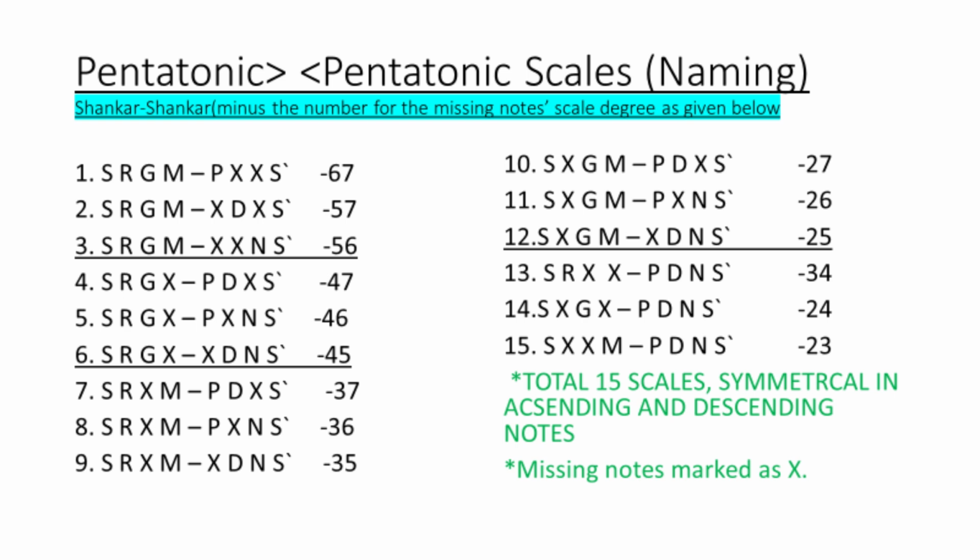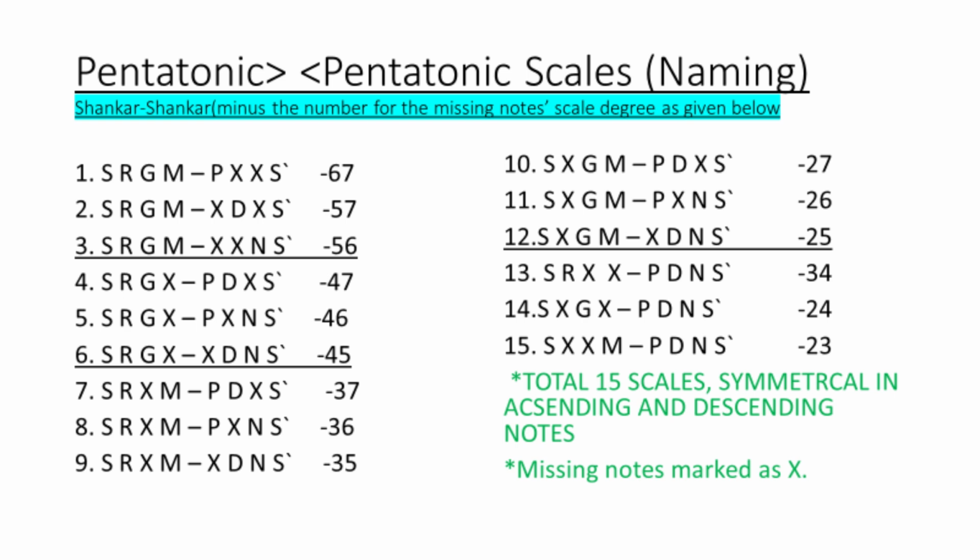Now again another three if we exclude the second re from the first tetrachord. So the notes will be Sagama Padhasa, Sagama Panisa, Sagama Dhanisa. And the names will be Shankar Shankar minus 27, Shankar Shankar minus 26, Shankar Shankar minus 25.